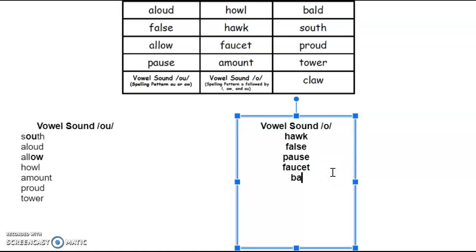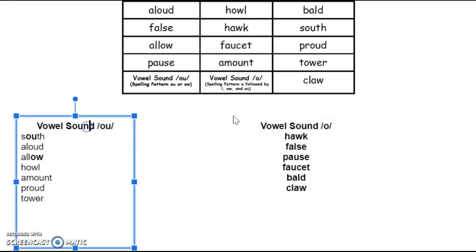Another one is bald. No hair on top means you're bald. Claw. A bald eagle has a claw.